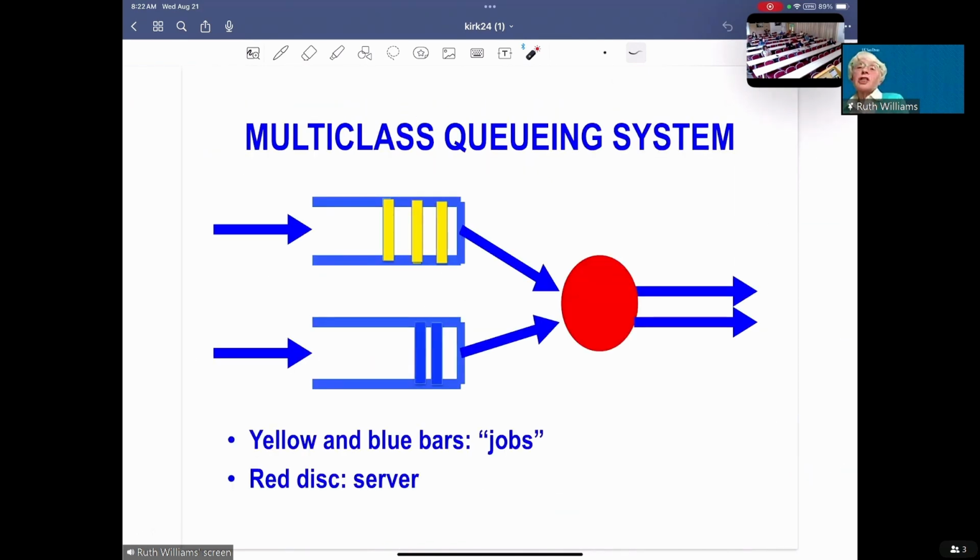So I'm going to illustrate what we might expect there with another simple example. And then, as I did before, I'll talk about generalizations of it. So now this is what's called a multi-class, actually still single server queue. So multi-class corresponds to the fact that now we have more than one type of job. I've colored those in yellow and blue, and they might have different arrival processes, for example, would be a way to distinguish them.